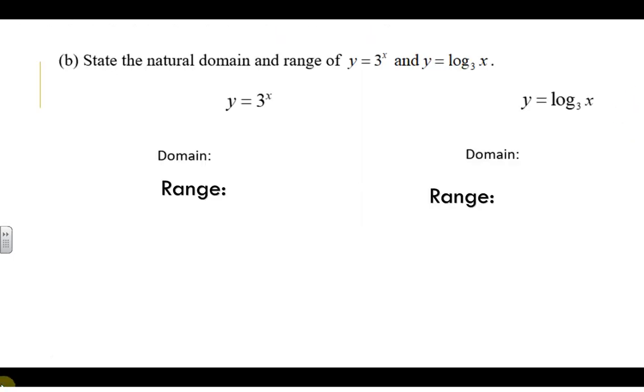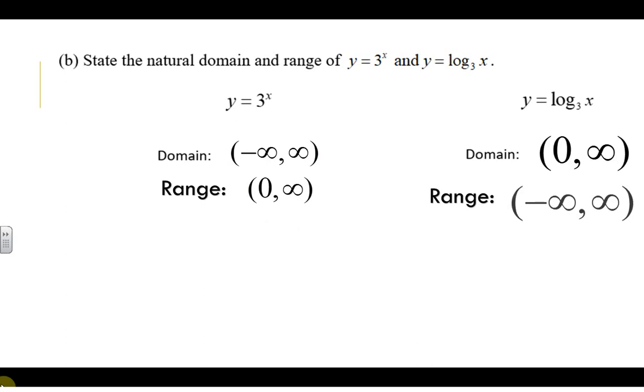So what that means is, for your exponents and your logs, your domain and range are flipped. With exponents, you can plug in negative infinity to positive infinity into your x. You can plug anything in, and your output is going to be 0 and up. But for a log's domain, you can't plug anything negative into that x quantity. So it goes from 0 to positive infinity. But range has no issues. Range can go from negative infinity to positive infinity.